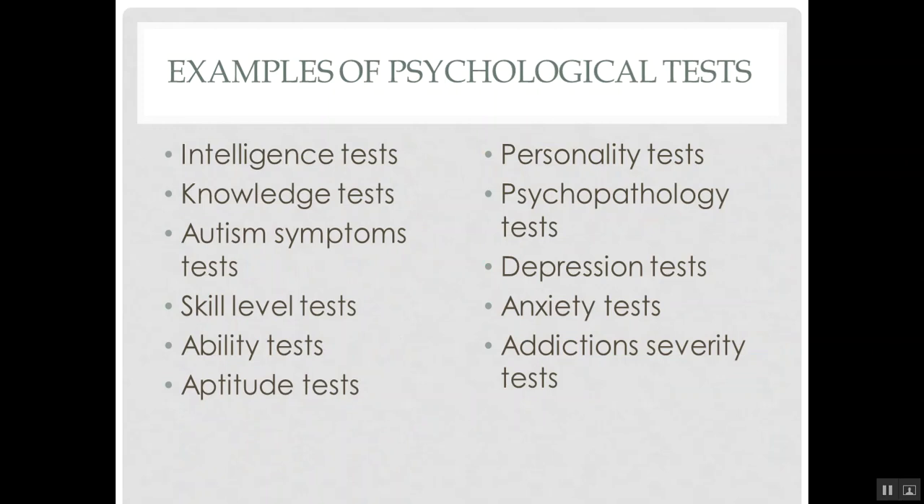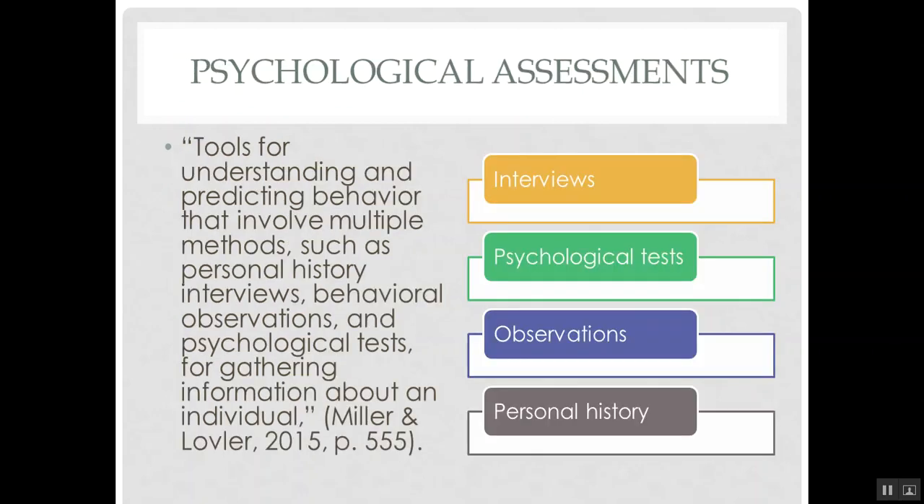Here are some examples of different types of psychological tests. Intelligence tests, knowledge tests, tests that assess the symptoms of autism, depression, anxiety, a variety of different psychopathological disorders, personality tests, and addiction severity, as well as ability tests and aptitude tests across the board. These are just some examples. You can probably think of others as well.